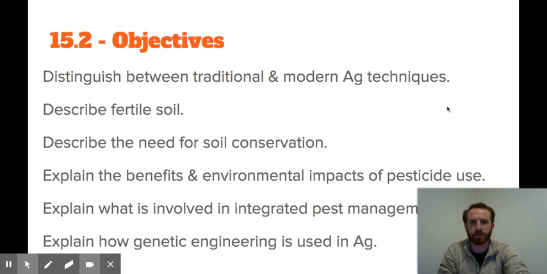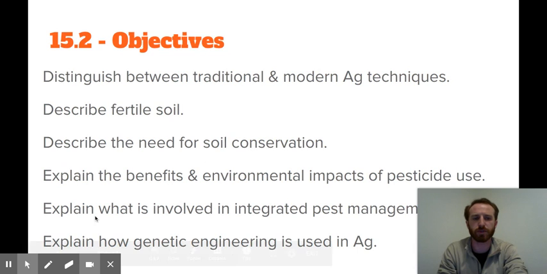So the objectives of this section are to distinguish between traditional and modern agricultural techniques, describe fertile soil, describe the need for soil conservation, explain the benefits and environmental impacts of pesticide use, explain what is involved in integrated pest management, and explain how genetic engineering is used in agriculture.